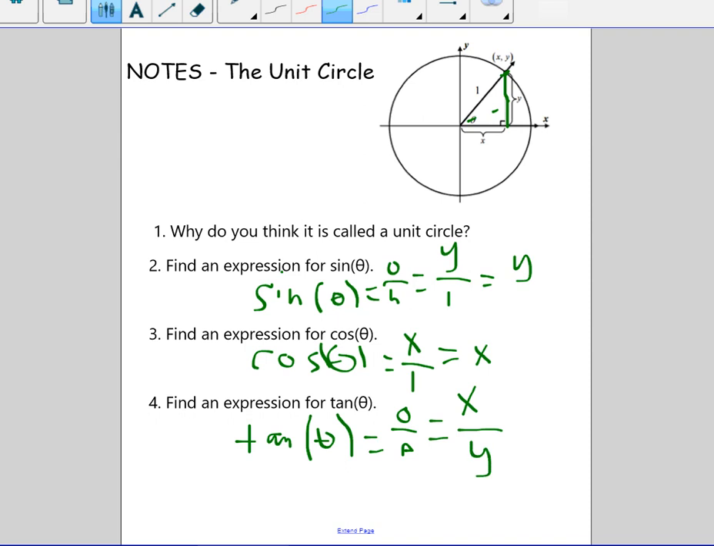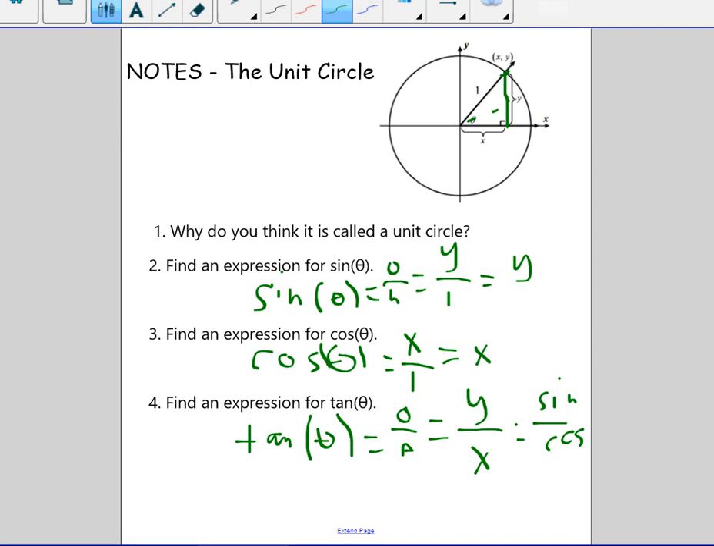Which, didn't we just say that sine is y and cosine is x? Wait, what did I do? Y over x. My bad, guys. That's embarrassing. Y over x. So tangent equals y over x, which we could also write as tangent equals sine divided by cosine, which is a proof that we did in the last video, right? So now you've proved it twice.